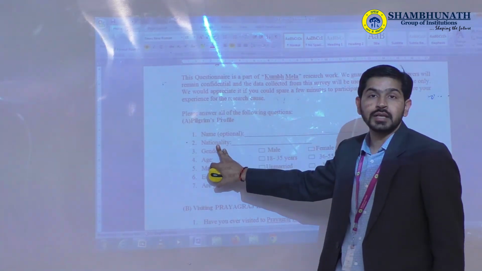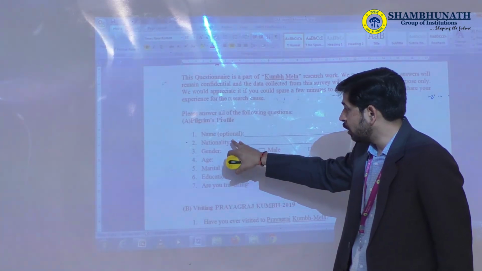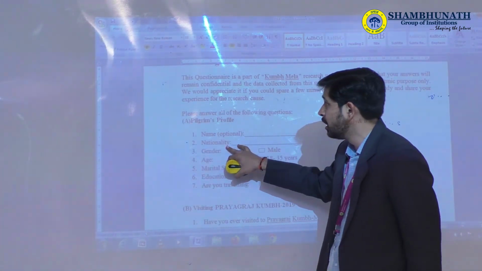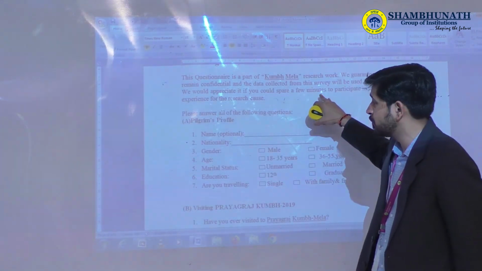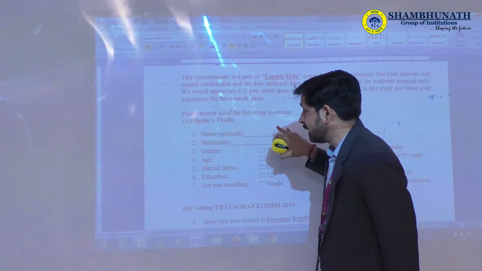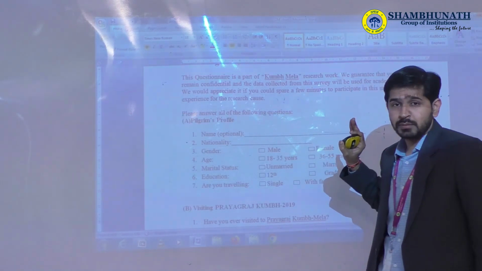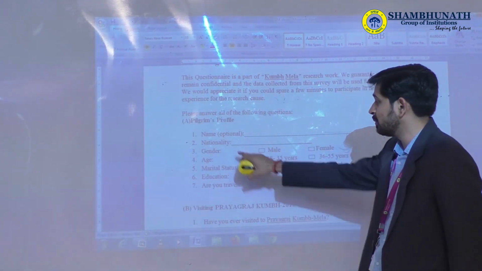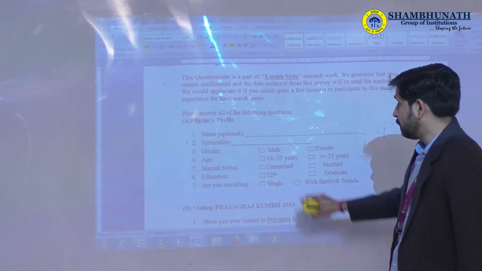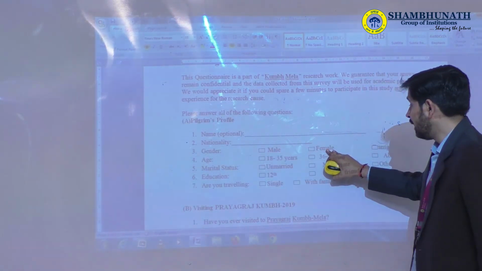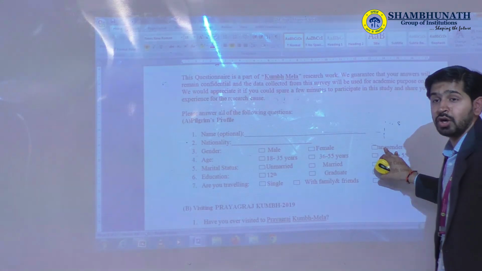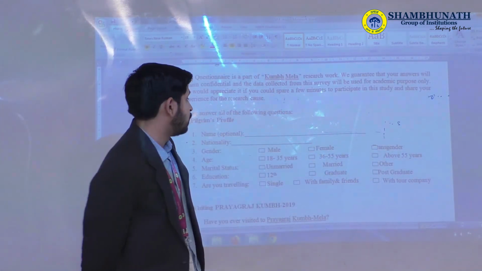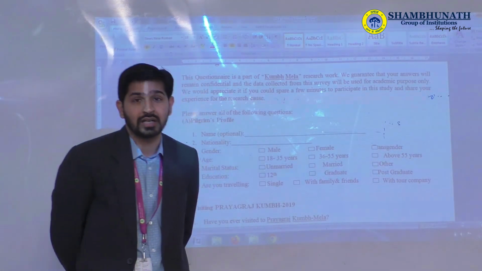Then comes nationality. Now why are we not giving the optional option in this nationality? Because our research work is related to international pilgrims. Nationality, so the country they belong to. Then comes gender. It means male, female, and transgender also. Because in Kumbh 2019, the role of transgender is very important, because the new akhara comes of the transgender.